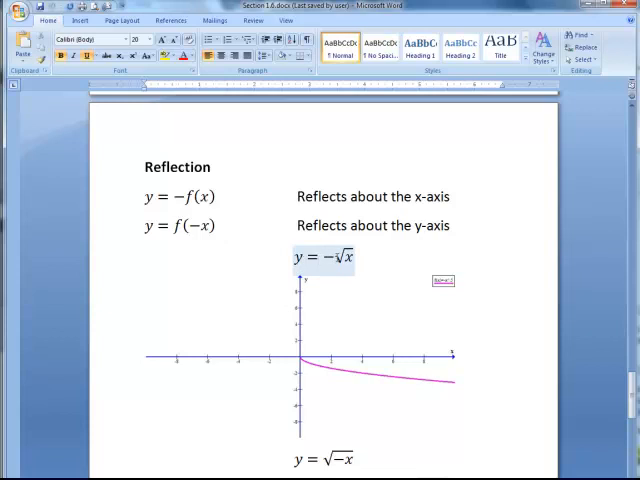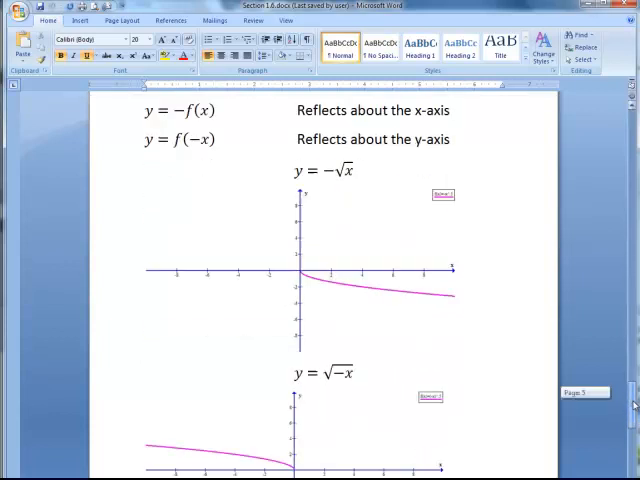We have y equals negative square root of x. The negative is on the outside of the function. So that means I can reflect, or take a mirror image, around the x-axis. Well, we know our square root graph usually starts at the origin and goes up and to the right. So the mirror image around the x-axis flips it downward. And notice how this graph starts at the origin and goes down and to the right.